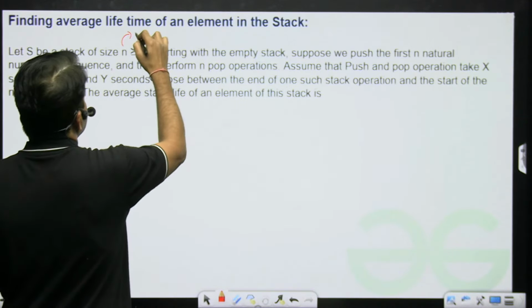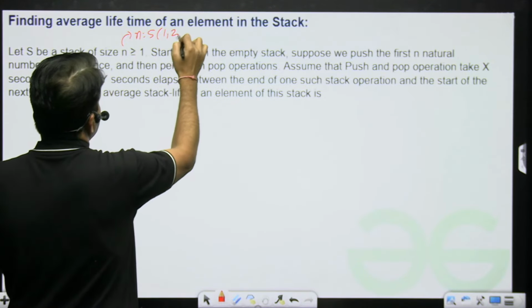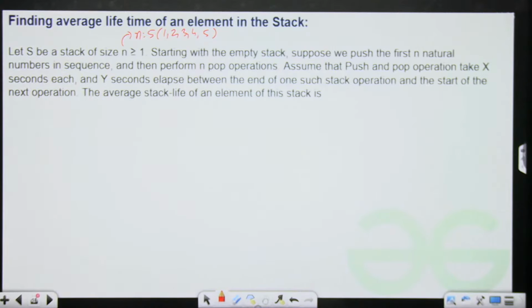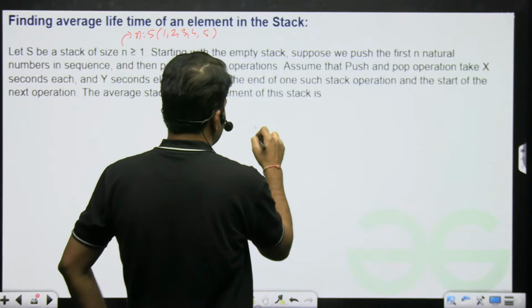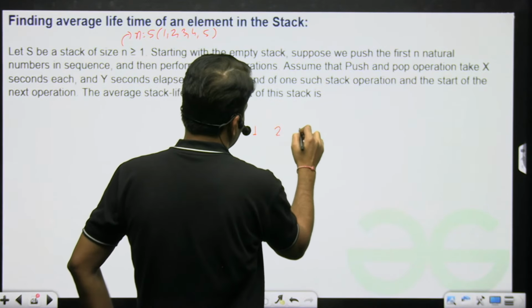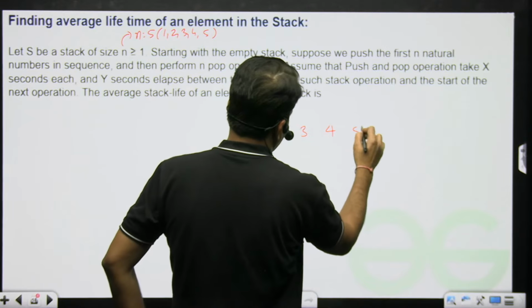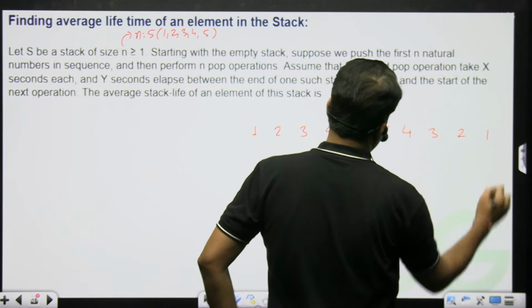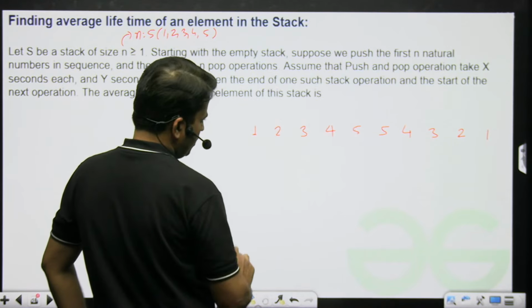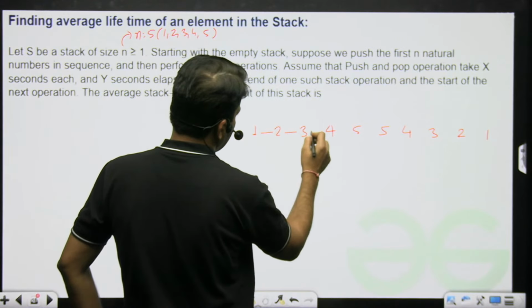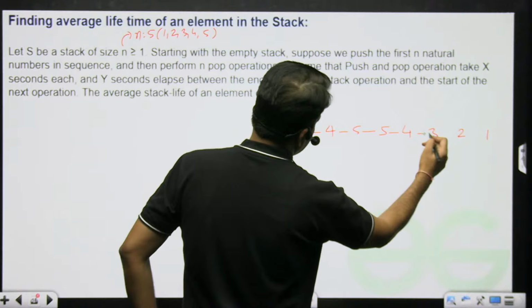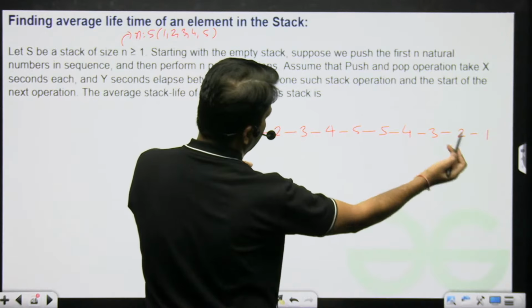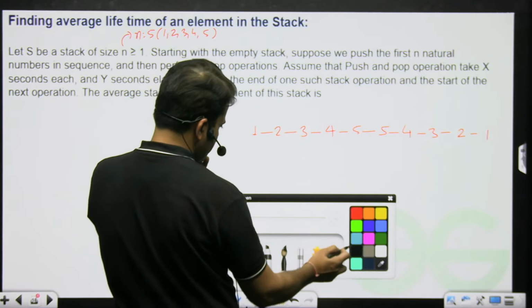So let me consider, sir, n equals 5: 1, 2, 3, 4 and 5. So let's first push the natural numbers into this stack, बच्चे: 1, 2, 3, 4, 5, and then pop: first 5, 4, 3, 2 and 1. Okay. So ये होगा 1, 2, 3, 4 then 5. Here I am pushing 1, 2, 3, 4, 5 and after this popping 5, 4, 3, 2, 1.